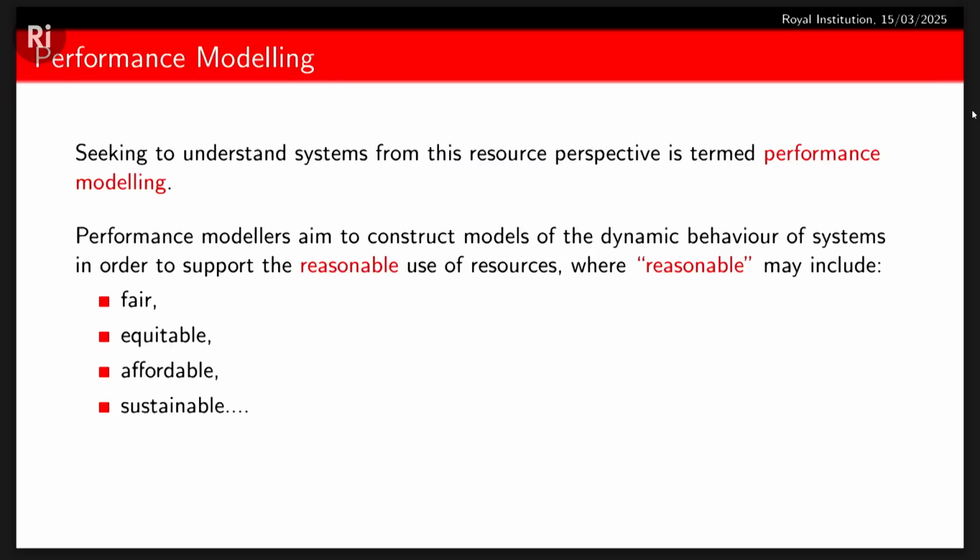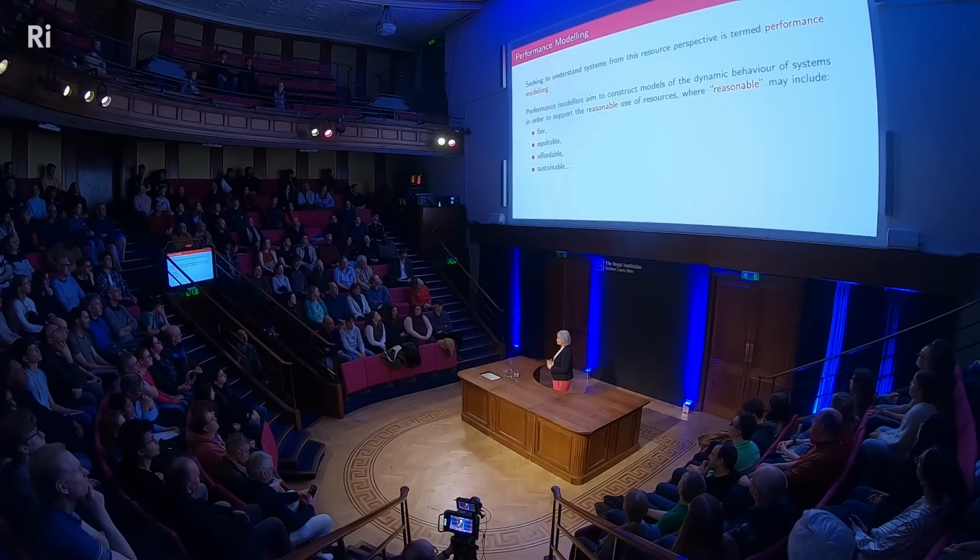So this type of modelling is termed performance modelling. I can't really tell you why it chose that name, performance, but this is what it's known as. What we're looking at is the performance of systems as constrained by their resources. So we look at this dynamic behaviour and try and look for reasonable use of resources. But what's reasonable will depend very much on the type of system and people's different perspectives.